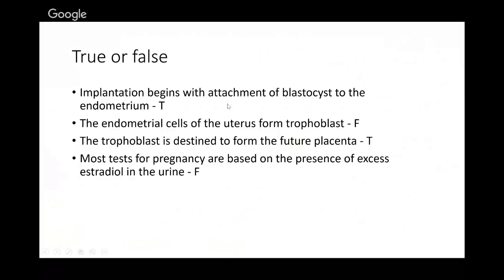So implantation begins with attachment of the blastocyst to the endometrium. That's what we just said. The endometrial cells of the uterus do not form the trophoblast. The trophoblast is just a layer from the blastocyst, from the zygote itself, that has nothing to do with the endometrium. It's just that after this, the trophoblast will allow implantation into the endometrial wall. And it's a fun fact, but the trophoblast is the layer that eventually grows and develops to give rise to the placenta. So that's the fetal component of the placenta.